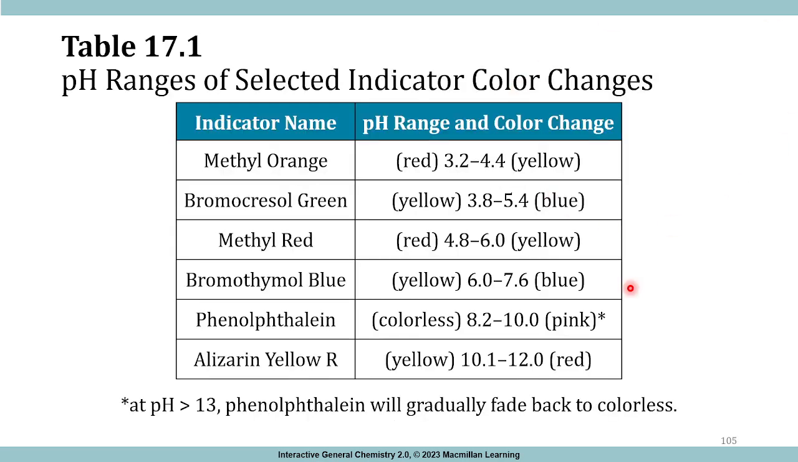So these are the pH ranges of selected indicator color changes. Here we have methyl orange. This is going to be a red color at pH 3.2. This is 4.4, it'll be a yellow. This is bromocresol green, 3.8 to 5.4. Those are where it has the changes in color that are clear to your eye, that you can tell the difference. Okay?